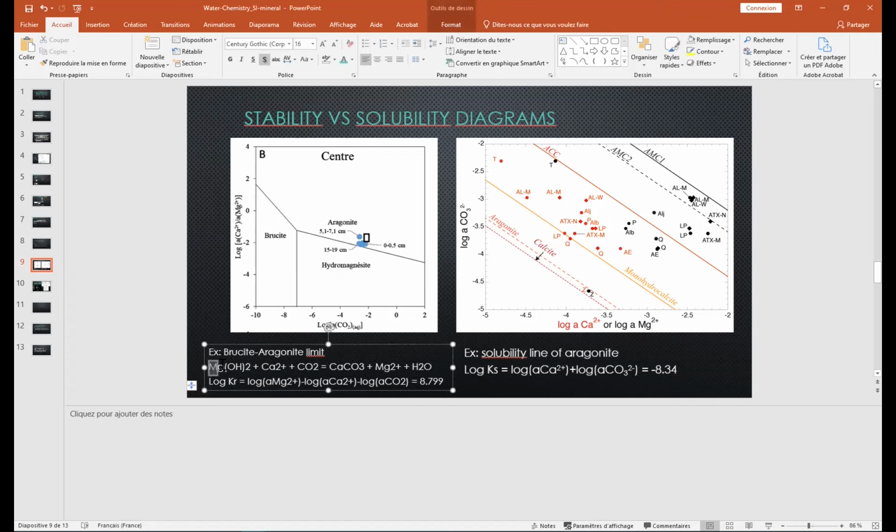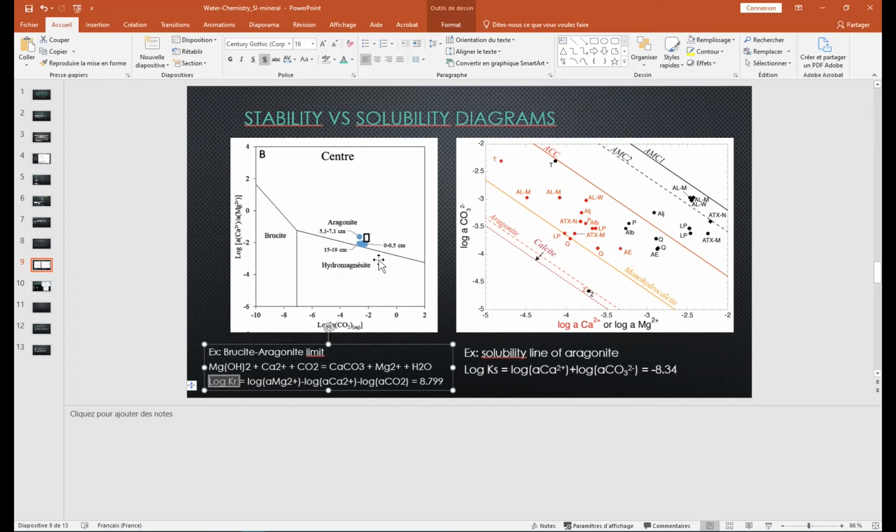It means that the limit between the aragonite and brucite, for example, means that if you write the reaction to produce aragonite from brucite, you will need to add calcium and CO2, and you have a constant of reaction associated with this reaction with a value. So you can just construct this type of graphic like this.